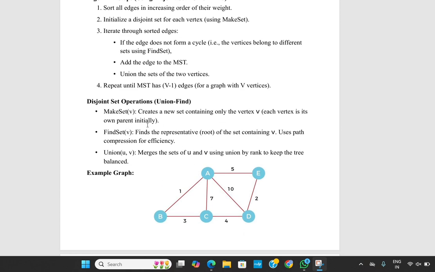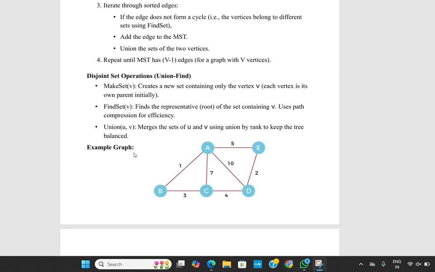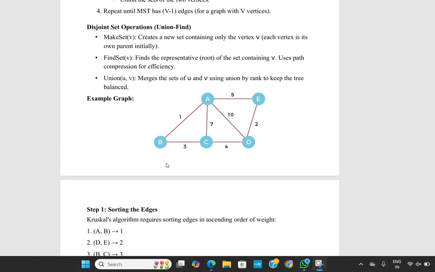And the key operations are make set: each vertex starts as its own group. Find set: find which group a vertex belongs to. And union: merge two groups if they are separate.